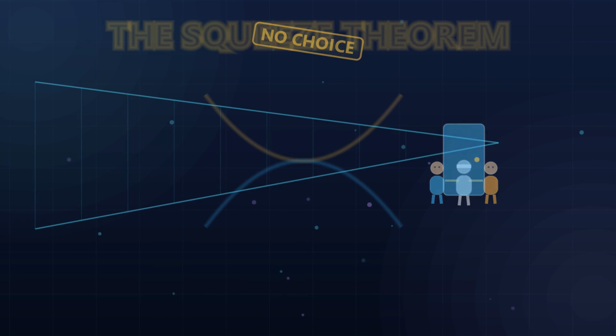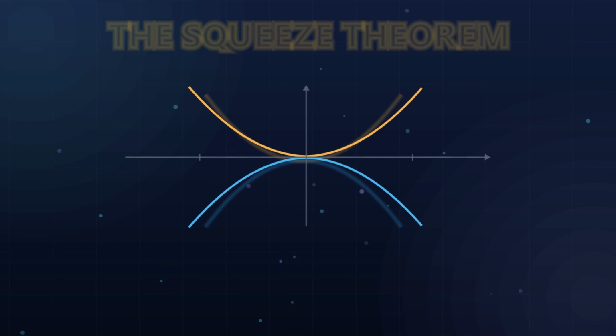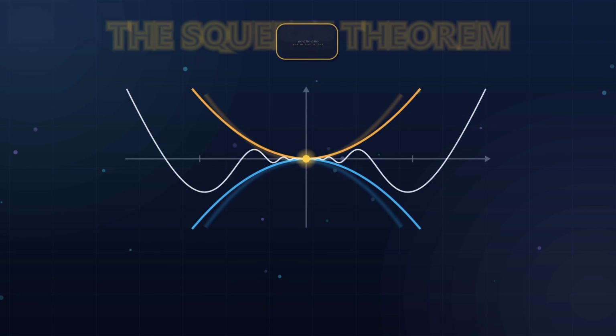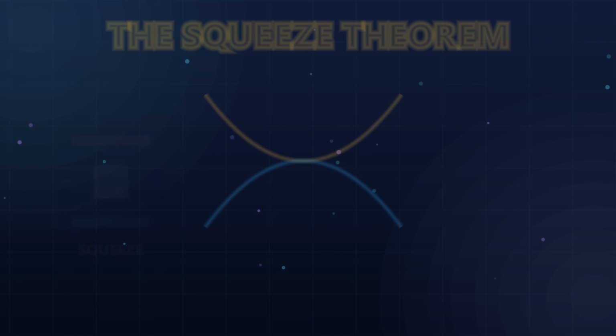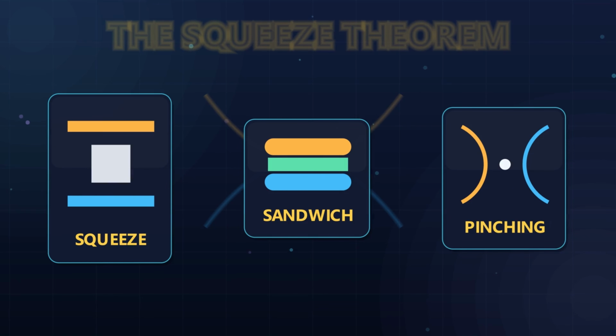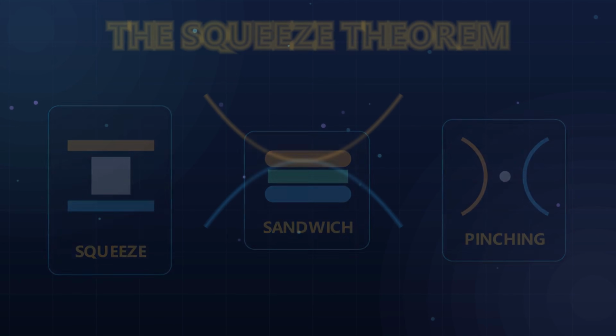That is the entire theorem. If a function is trapped between 2 other functions, and those 2 head for the same number, the trapped function is forced to that same number. We never need its formula. We never need to be clever. We only need the trap. You will hear it called 3 names. The Squeeze Theorem, the Sandwich Theorem, and in older books, the Pinching Theorem. Same idea every time. Something in the middle, with nowhere to run.